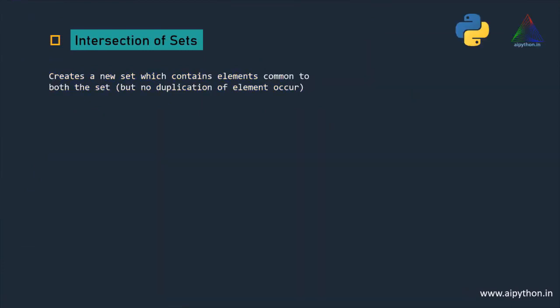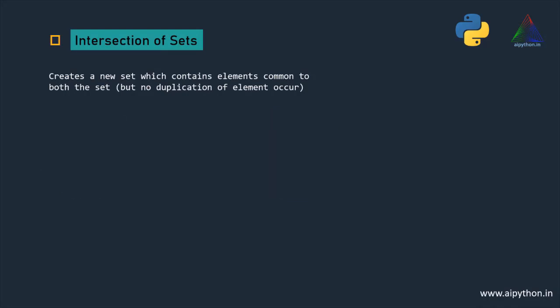So another one is intersection of sets. Intersection creates a new set which contains elements common to both the sets. So only the elements which are common to both of these sets will be returned as a result of intersection of two sets.